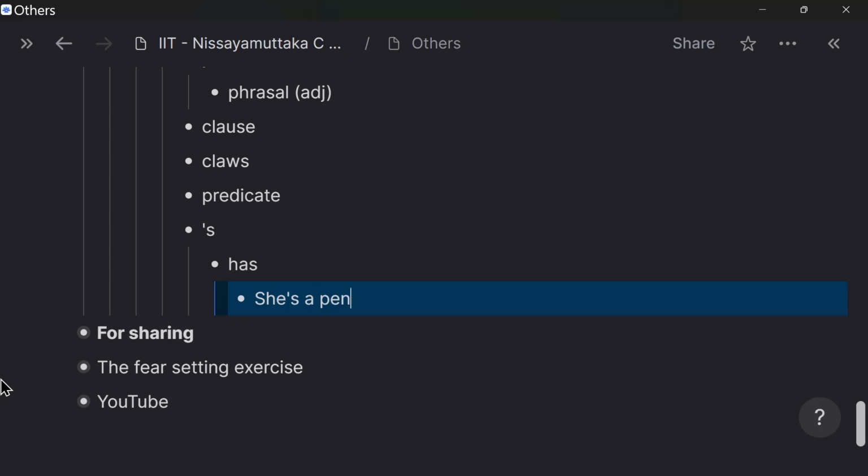She's a pen? I think we cannot say that, right? "She's a pen" means "she is a pen." She is not a pen. You can only do it like that if you're using, for example, "she's got a pen." Okay, you can say that. She's got a pen.